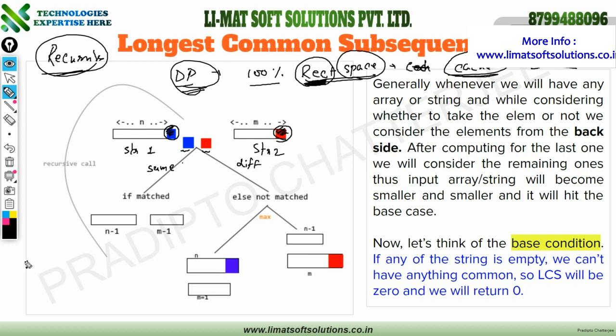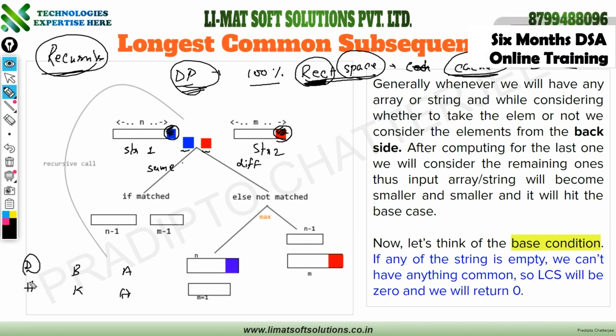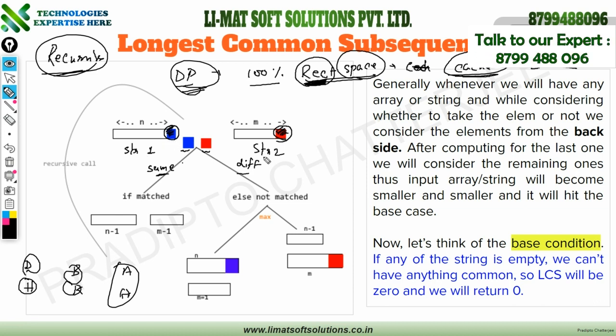The characters can be anything like D and H, or B and K, or the characters can be A and A. Any combination can be there, but their relation will be either different or same. These are the only relationships that can be there between this blue and this red. Blue is representing the last character of the first string, and red is representing the last character of the second string.